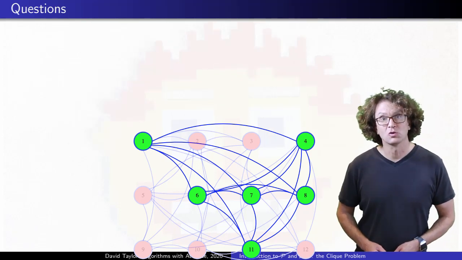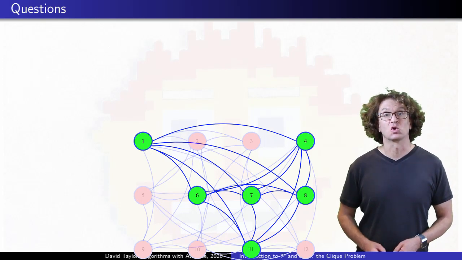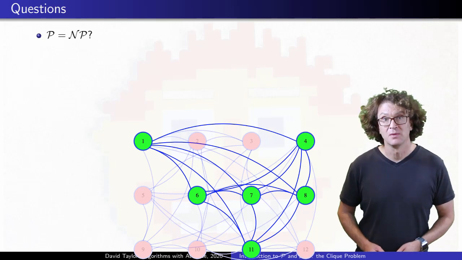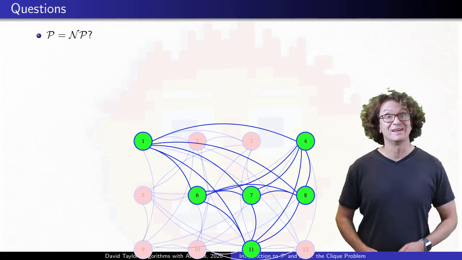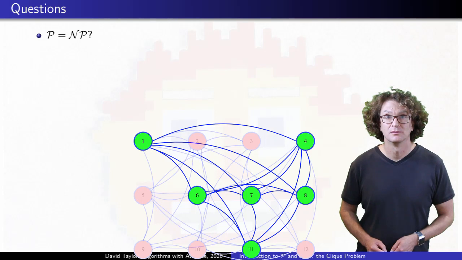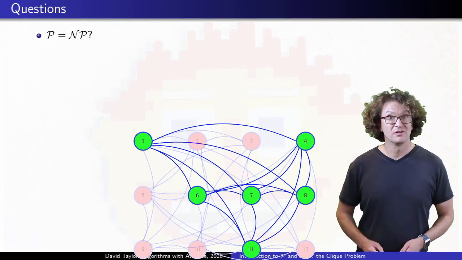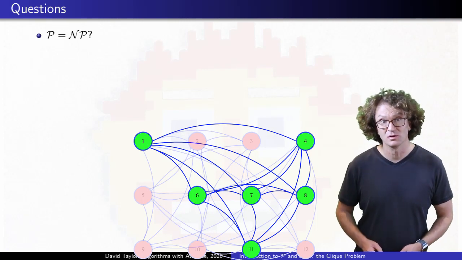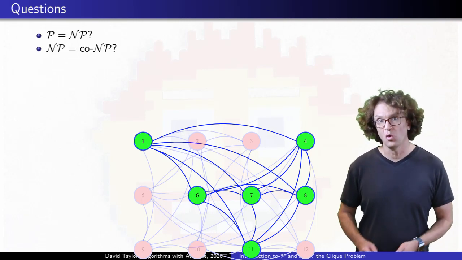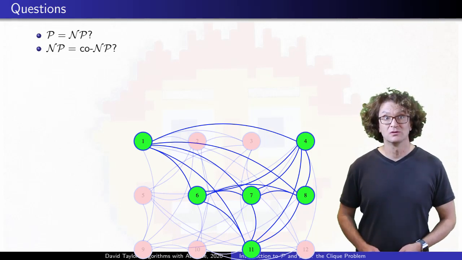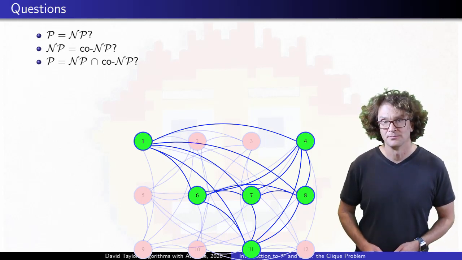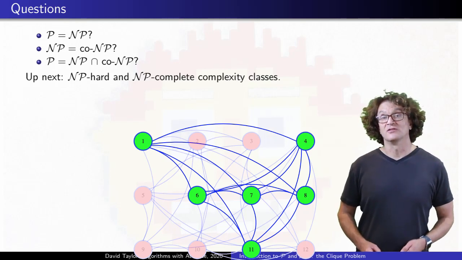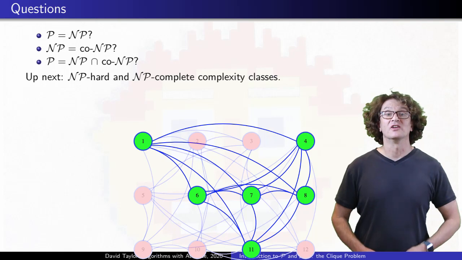There are lots of open questions about complexity classes, and the granddaddy of them all is whether or not P is equal to NP. I think the general consensus is that it isn't, but that hasn't been proved. If they aren't equal, there are still other related questions that might still need to be answered, like whether or not NP equals co-NP. And if they aren't equal, does P equal their intersection? The next video covers related classes that are statements of difficulty instead of a statement of ease.